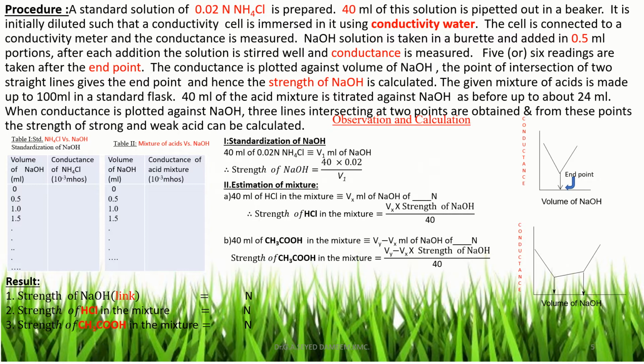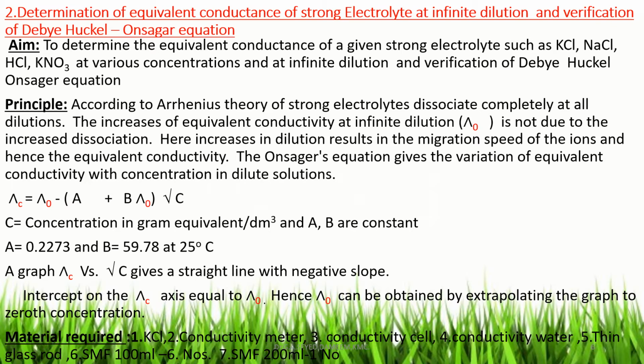These are about the conductometric titration between a mixture of strong and weak acids and sodium hydroxide. In this slide, model graphs are shown, along with the tabular columns, nature of calculations, and the results. What are the results? One is the strength of sodium hydroxide, another is the strength of HCl in the mixture, and the third is the strength of acetic acid in the mixture. That's all.